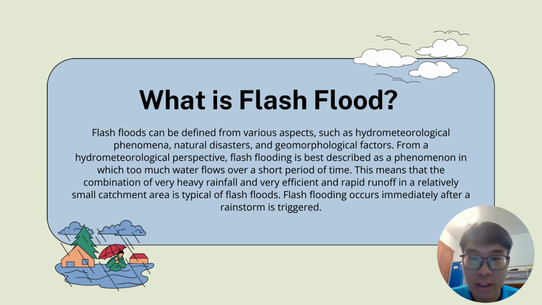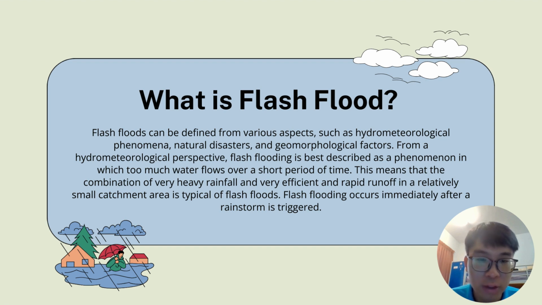So what is flash flood? Flash flood can be defined from various aspects such as hydrometeorological phenomena, natural disaster, and geomorphological factors. From a hydrometeorological perspective, flash flooding is best described as a phenomenon in which too much water flows over a short period of time. This means that the combination of very heavy rainfall and very efficient and rapid runoff in a relatively small catchment area is typical of flash floods.